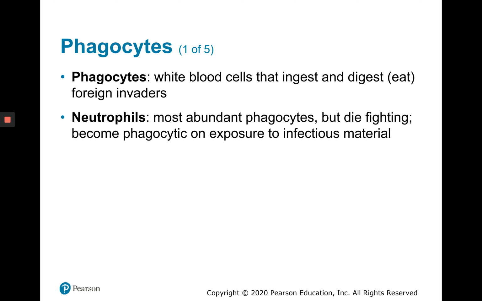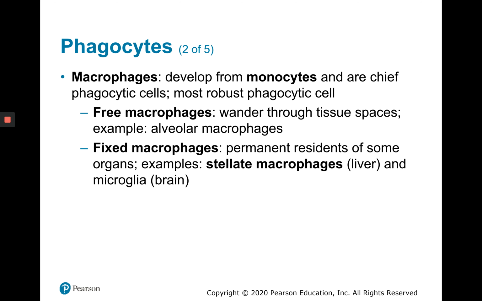Because they're the first to arrive, they don't have a lot of support, but they do fight valiantly and they die fighting. Oftentimes you'll see dead neutrophils in pus. They become phagocytic when they're exposed to infectious material. Macrophages develop from monocytes, but they're really our chief phagocytic cell. They're our most robust phagocytic cell, and they're going to arrive after neutrophils. They're also able to phagocytose a microbe multiple times, whereas neutrophils can phagocytose a microbe and they die in that process.